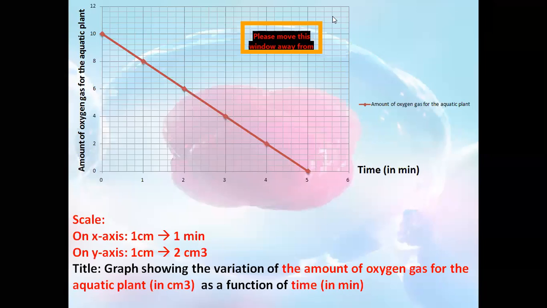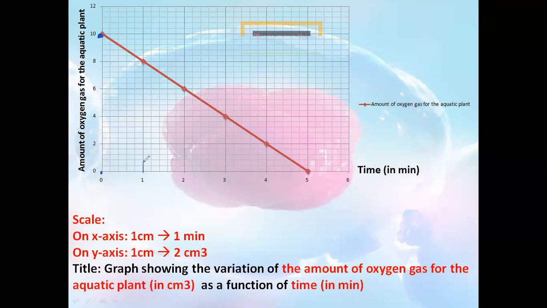So let's start step by step. Starting with this, we will start at time 0. Where is time 0? Here is time 0. And what is the amount of oxygen gas for the aquatic plant in centimeter cube? It was 10 centimeter cube. So here we have to put the points. Then at time 1, where is time 1?